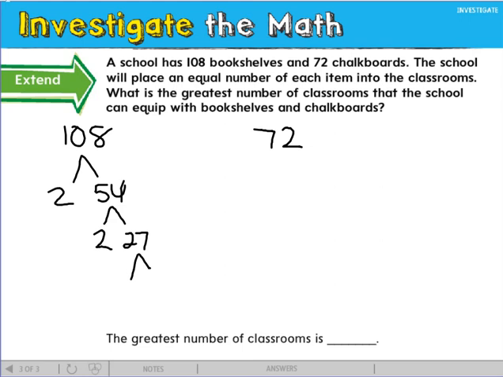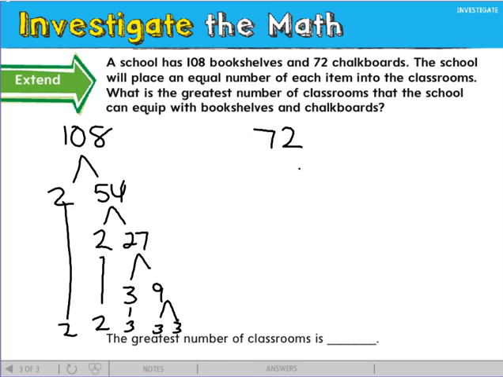Who can give me factors of 27? Yes. 9 and 3. I always put my prime number first, so my tree grows to the right. So when I'm done, I can just bring these down. Okay? Factors of 9? 3 and 3.